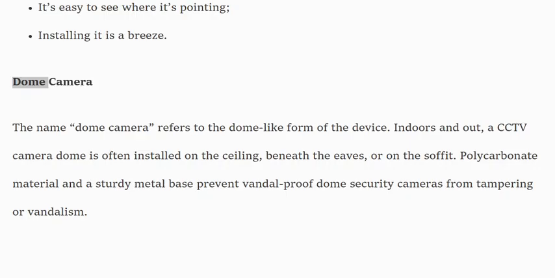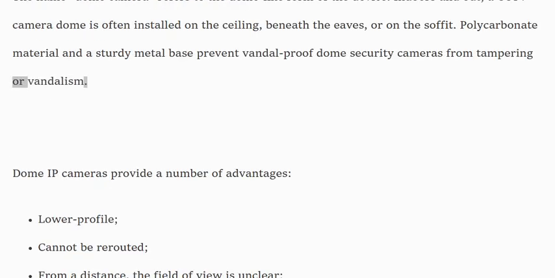Dome camera. The name dome camera refers to the dome-like form of the device. Indoors and out, a CCTV camera dome is often installed on the ceiling, beneath the eaves, or on the soffit. Polycarbonate material and a sturdy metal base prevent vandal-proof dome security cameras from tampering or vandalism. Dome IP cameras provide a number of advantages.